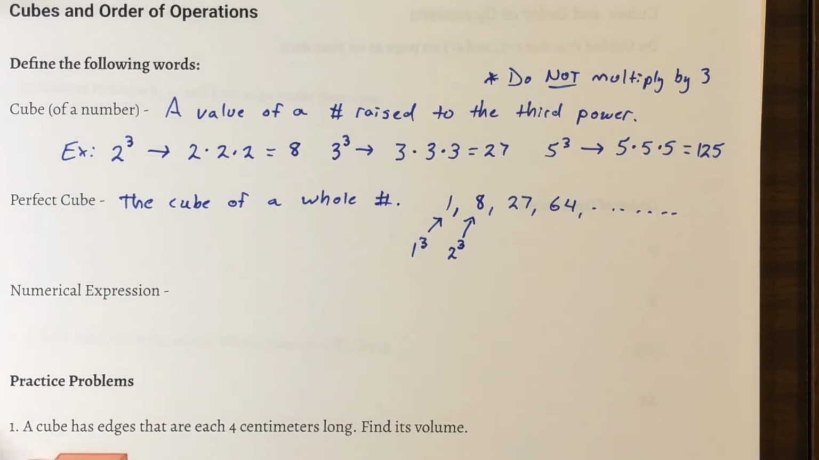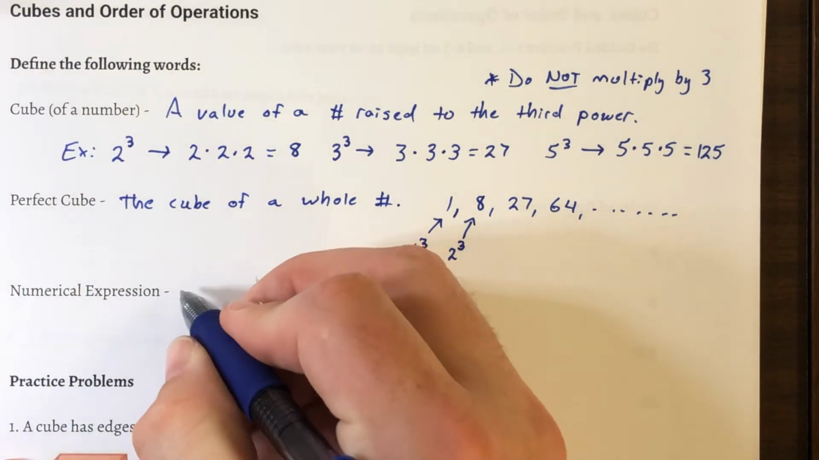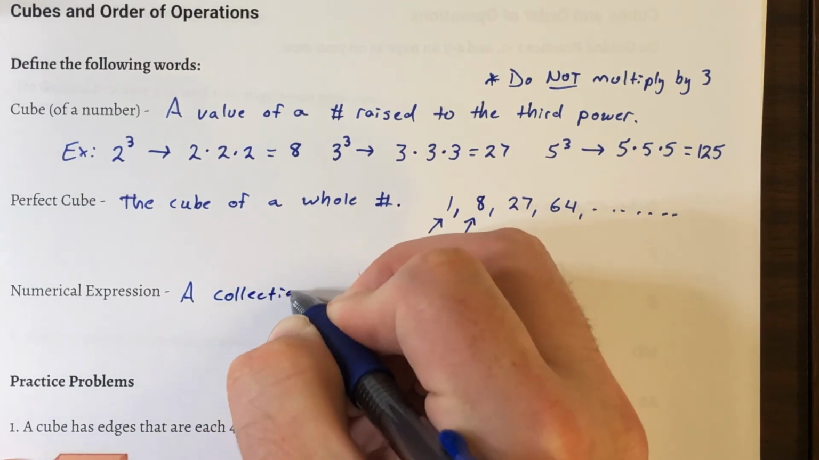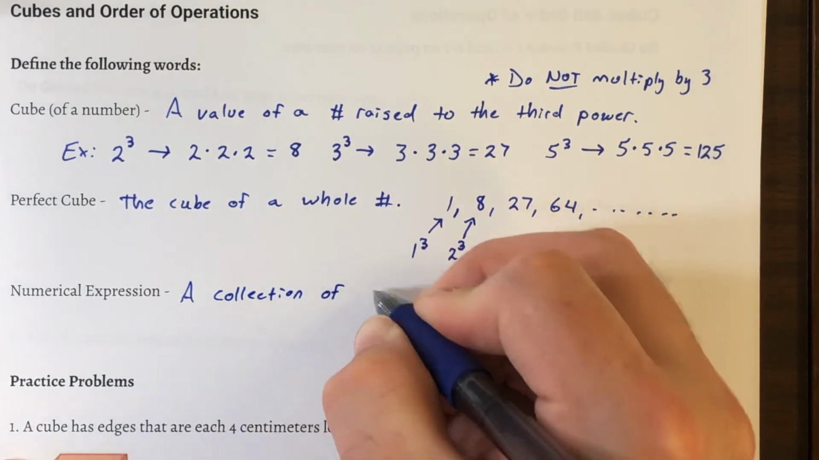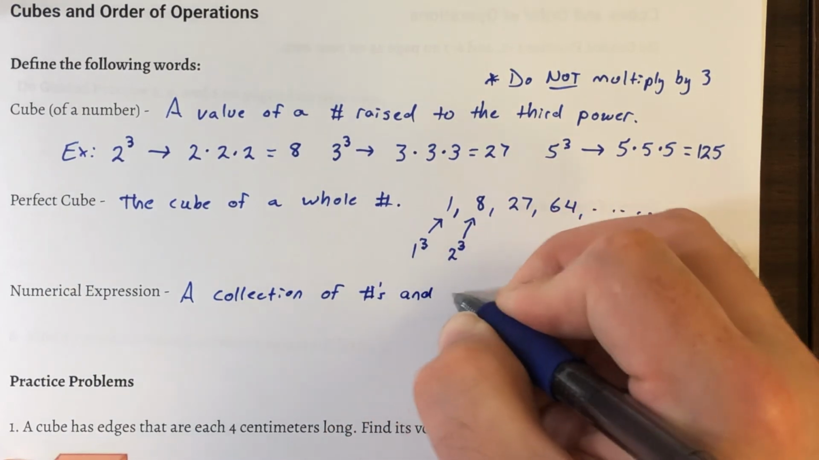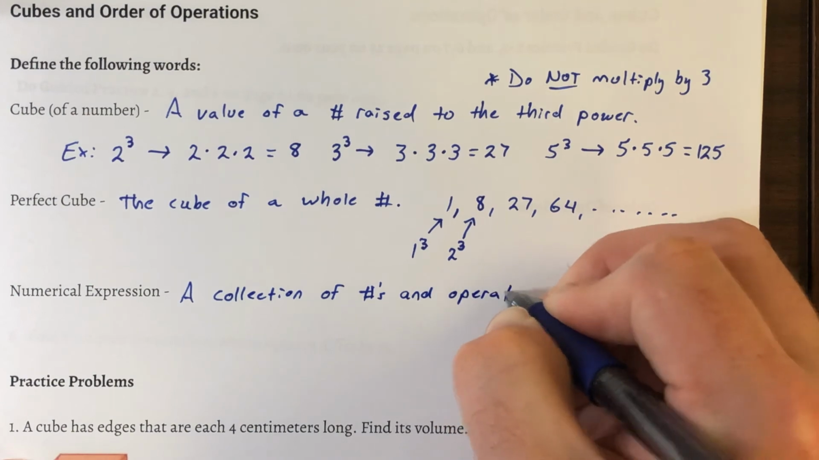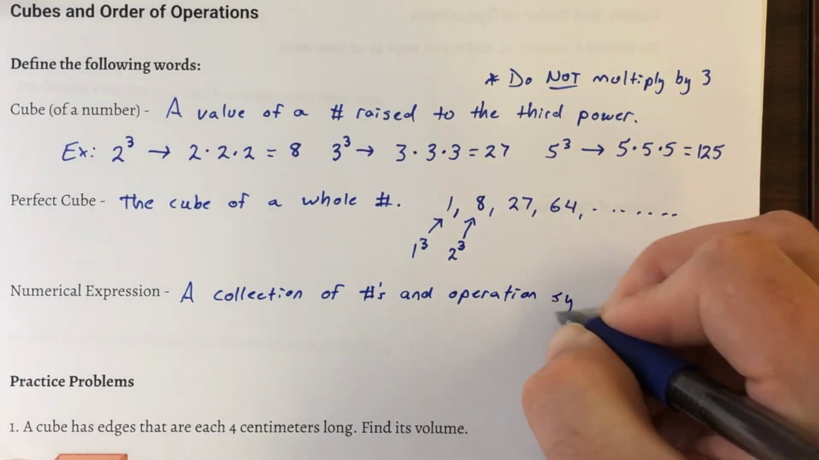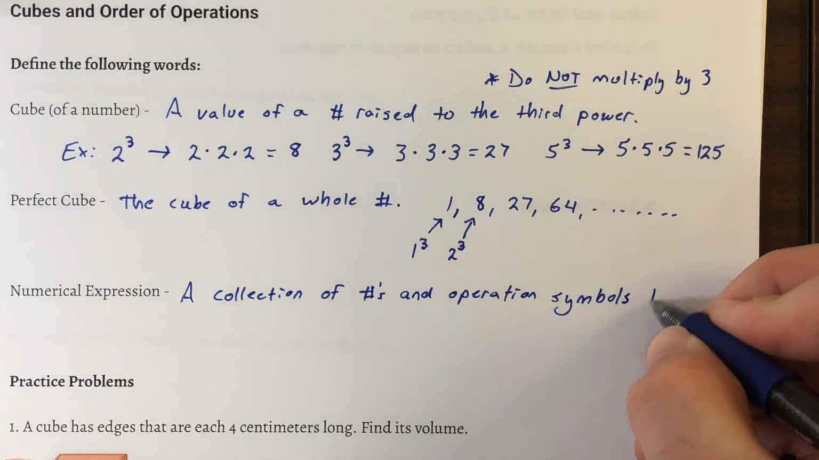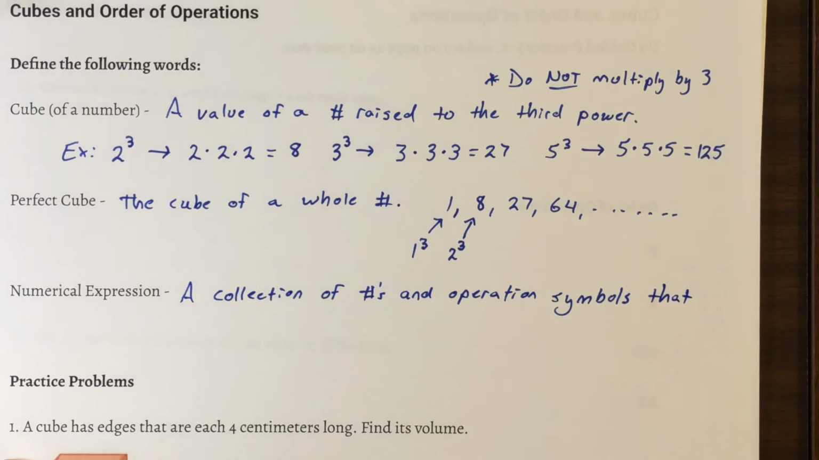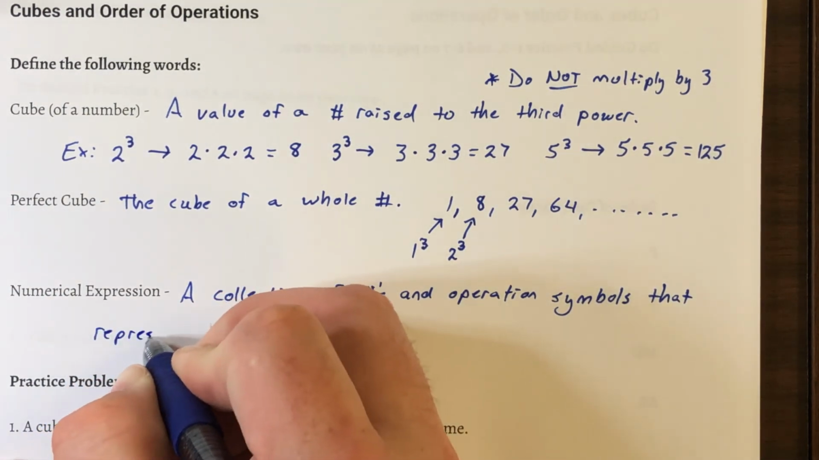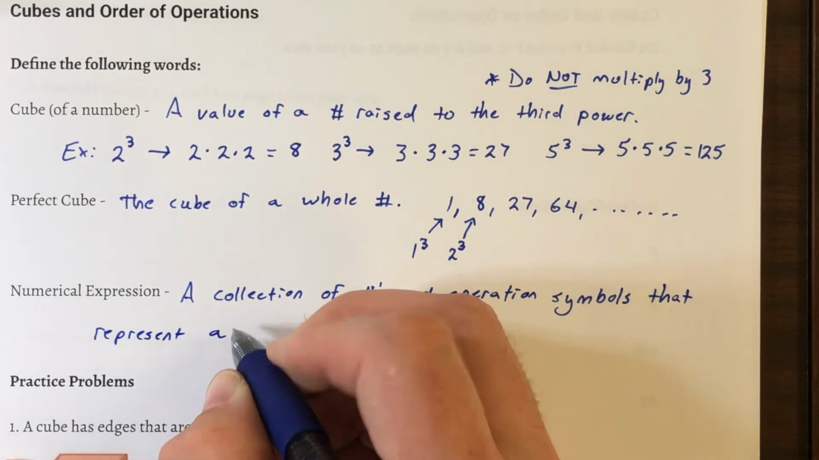Our last term is numerical expression. A numerical expression is a collection of numbers and operation symbols that represent a single value.